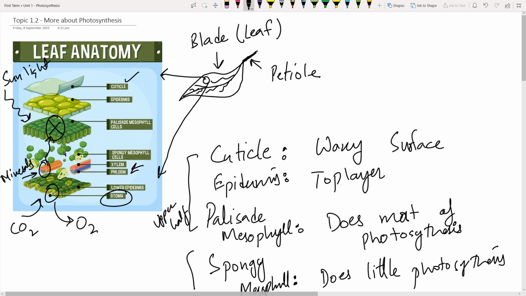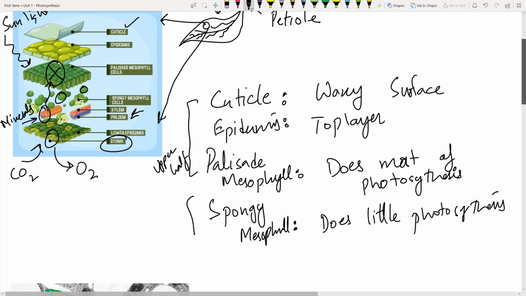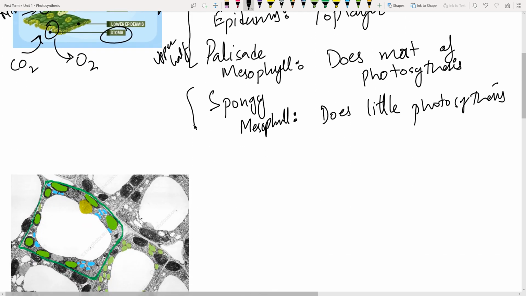It does occur in the spongy mesophyll, but since these are very low in quantity, very little photosynthesis occurs over here. The lower epidermis contains stomata. So this is the lower half.